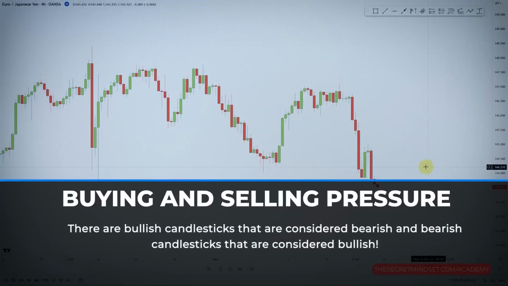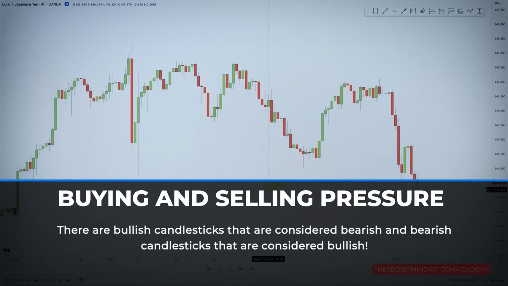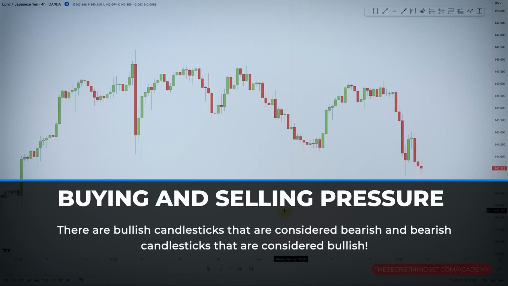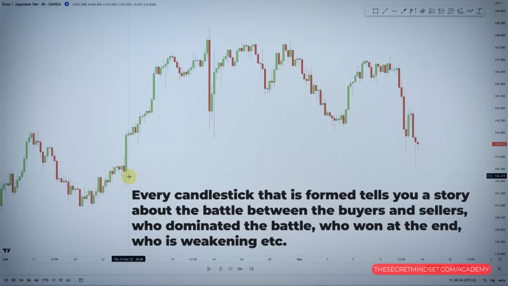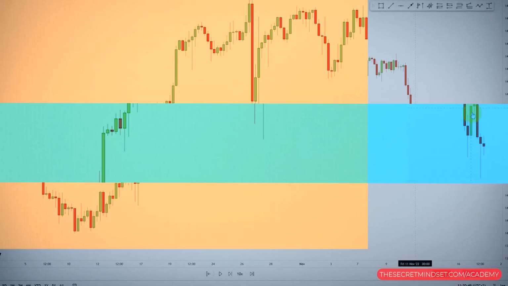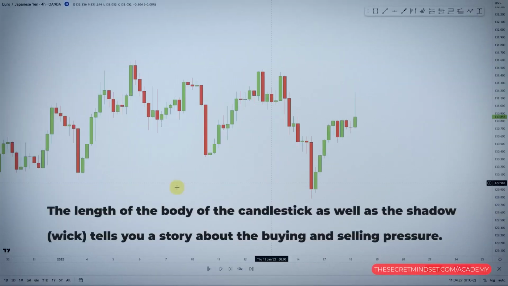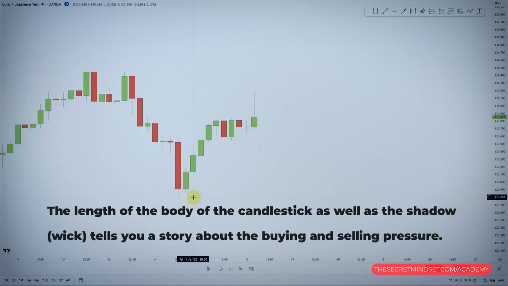Now, there are bullish candlesticks that are considered bearish, and bearish candlesticks that are considered bullish. To really understand this concept, you need to understand buying and selling pressure. You see, every candlestick that is formed tells you a story about the battle between the buyers and sellers, who dominated the battle, who won at the end, and who is weakening. All of this is reflected in any candlestick you see. The length of the body of the candlestick, as well as the shadow or the wick, tells you a story about the buying and selling pressure.